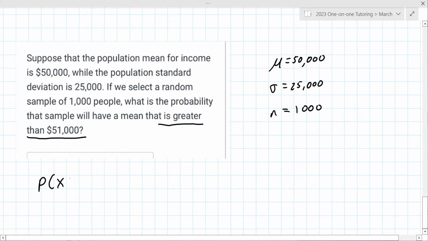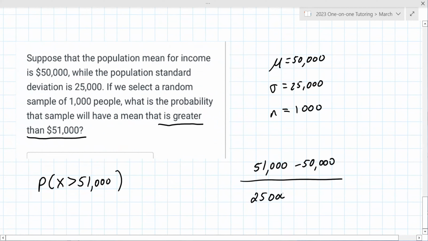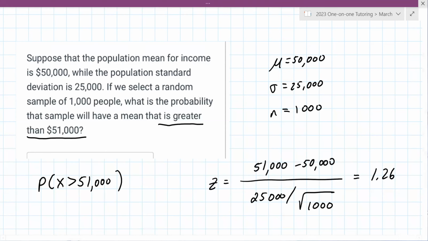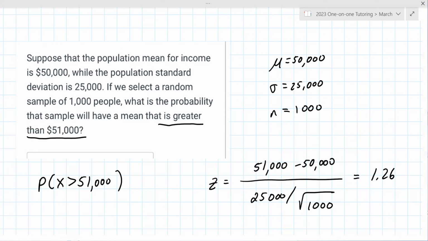We want to find the probability that X is greater than 51. So 51,000 minus 50,000, and it's 25 again, and it's 1,000 again. Okay, cool. So let's enter this in. Okay, I got 1.26. Good.